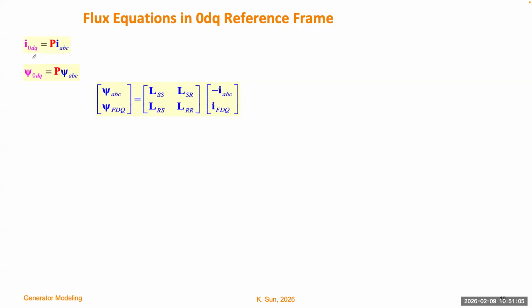So we have this transformation applied to the current vector and the flux linkage vector, and we assume it can transform into a new frame. We change the subscript from ABC to 0DQ, which means the first element is 0, the second is D, and the third is Q.